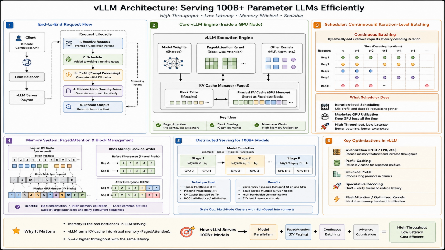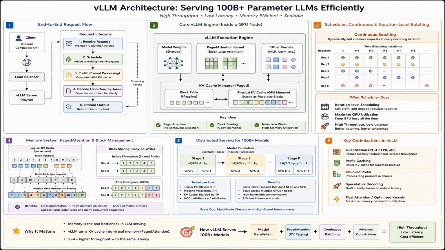Section 4 describes the memory system, the paged attention, and block management system. The memory system is a core innovation. Instead of allocating large continuous KV caches, vLLM breaks them into small fixed size blocks. Each request maintains a logical view, while physically these blocks are scattered in GPU memory.